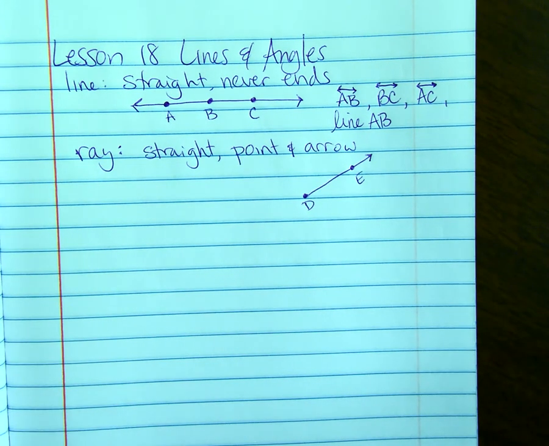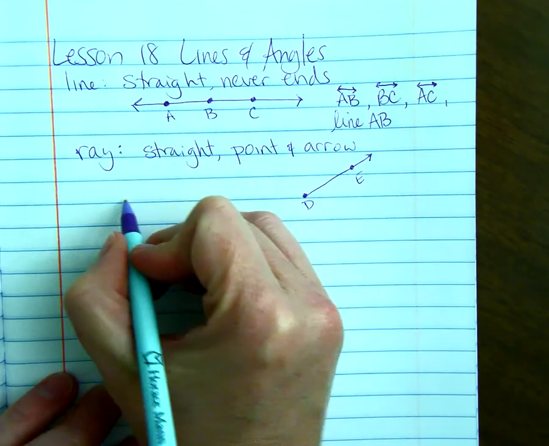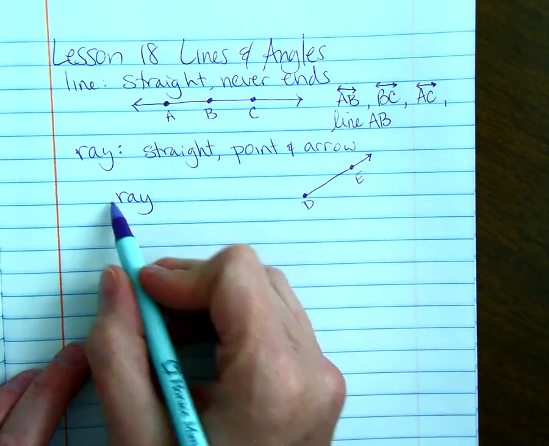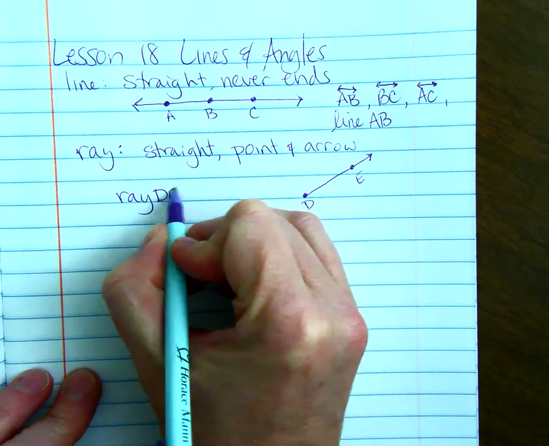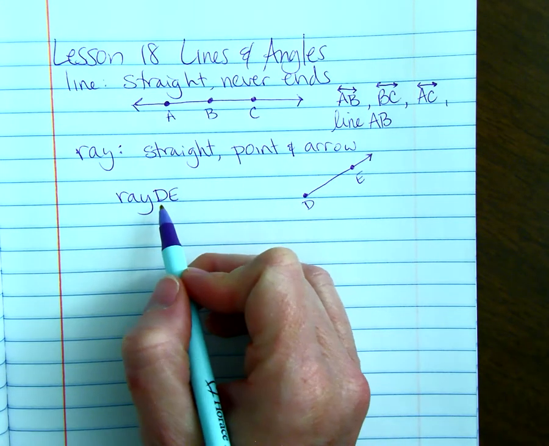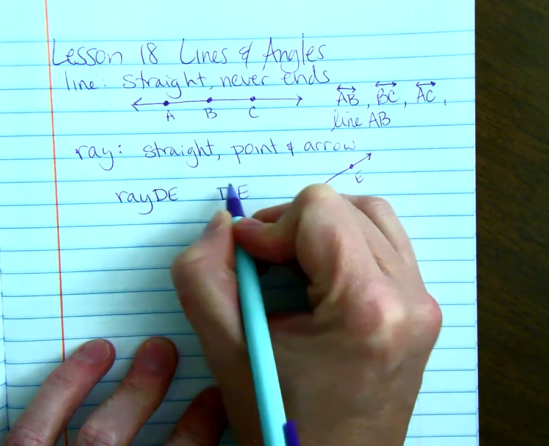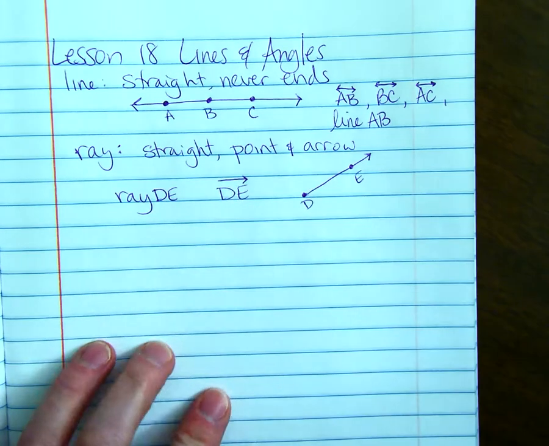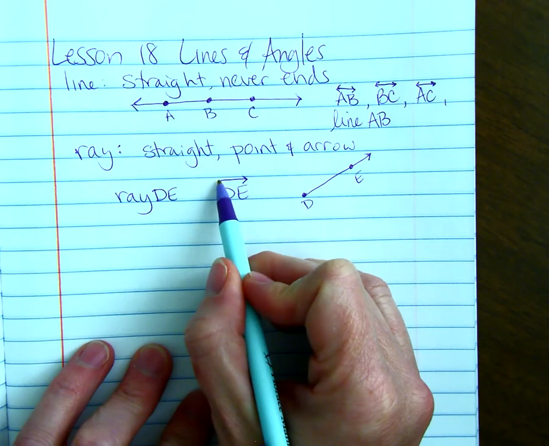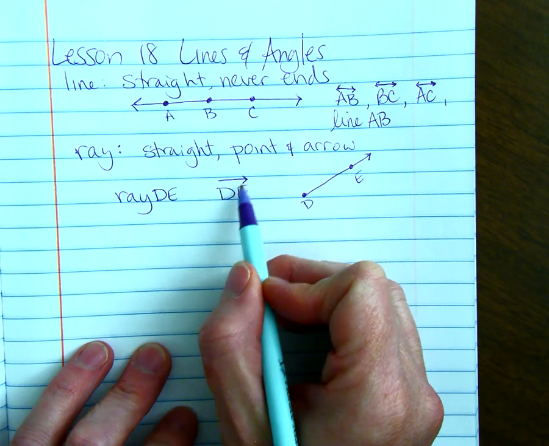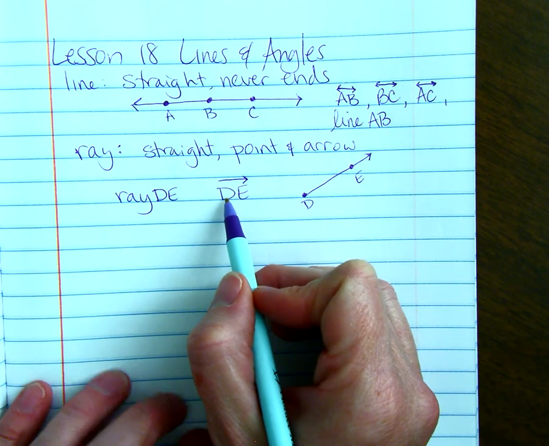So to name a ray, you use 2 letters. The first letter has to be the end point. So if we use the word ray, we would start with D and then E. We can also use a baby ray above it. You don't draw the point, you just draw a little one-way arrow going from the D to the E. So you always start with the end point first when you're naming it.